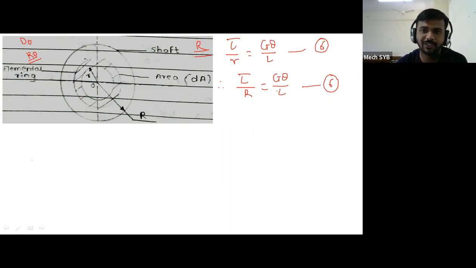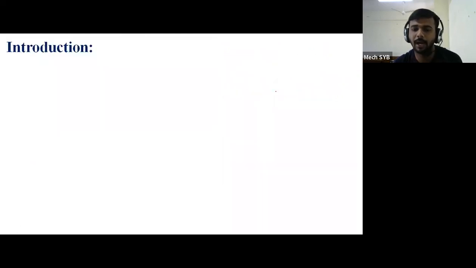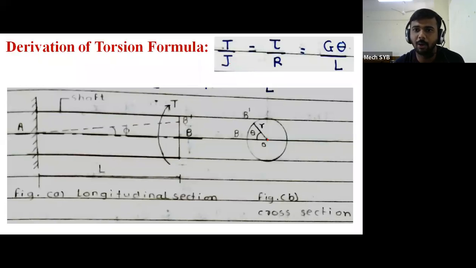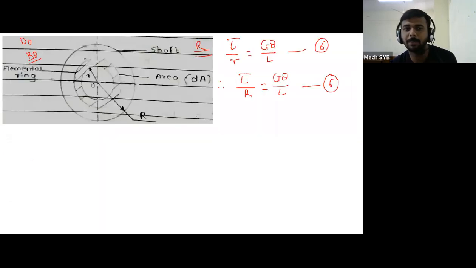Okay, so this is equation number 6, and from that we have derived our half derivation. What is our half derivation? T upon J is equal to tau upon R is equal to G theta by L. That means this 50% part we have derived from this particular longitudinal section and the cross section of the figure. Now we have to think about the first part, that is T upon J, how it is to be developed or how it is to be calculated. So for that purpose, the further section of the shaft is considered for the further derivation. Now what is the further section?